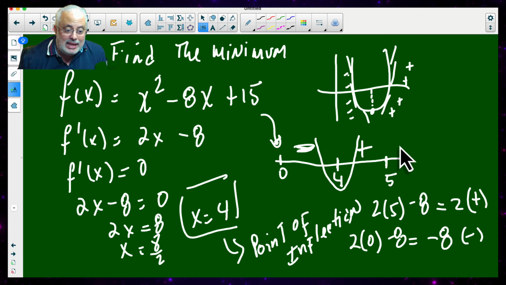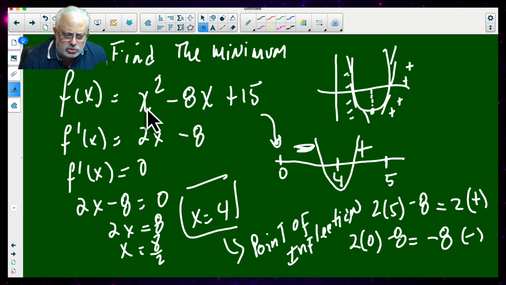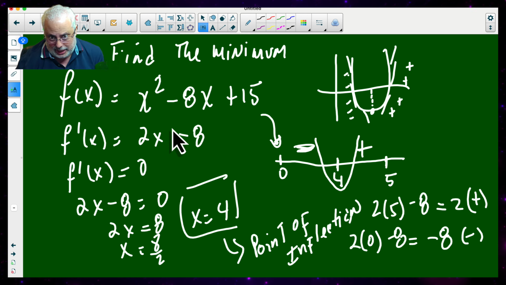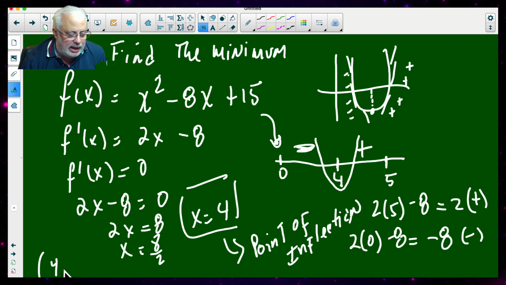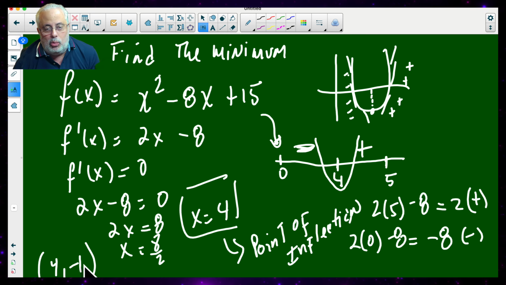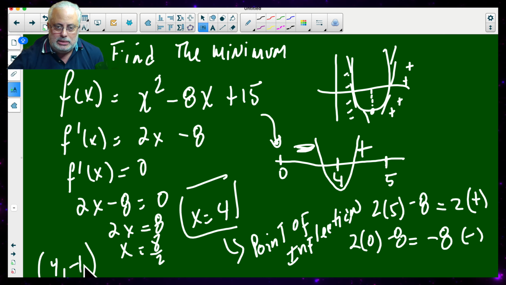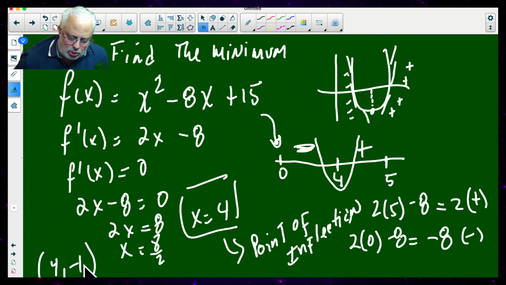How can we find that minimum value? We simply evaluate 4 in the original function as we did before. 4 to the second power is 16, minus 8 times 4, negative 32. 16 minus 32 is negative 16, plus 15 is negative 1. We have the inflection point at 4, and the minimum is negative 1. This is calculus integrated. And this is the way that we push a high level of teaching and a high level of understanding.